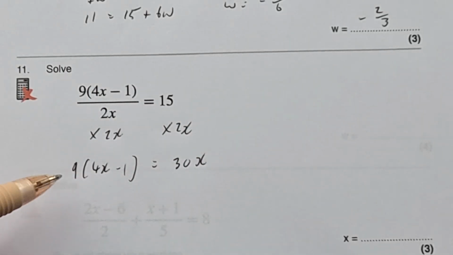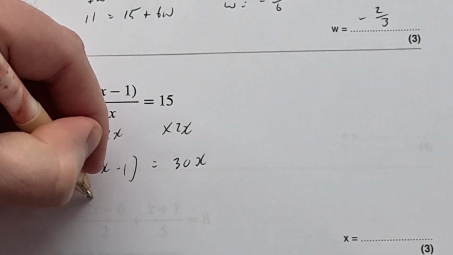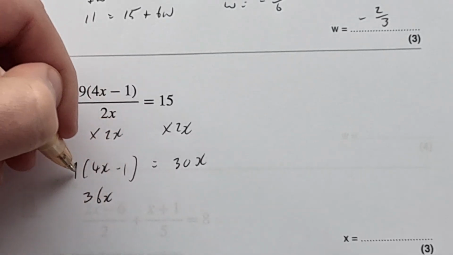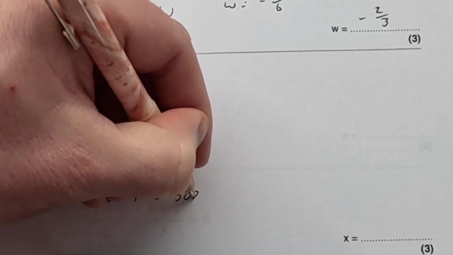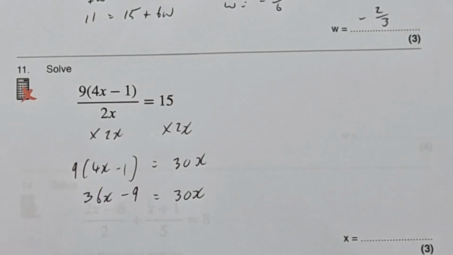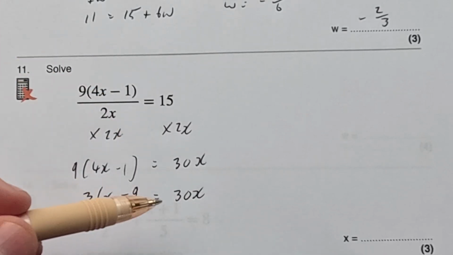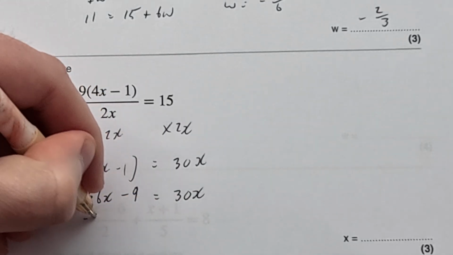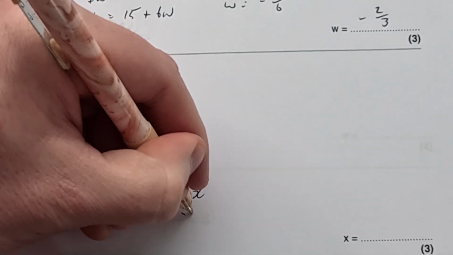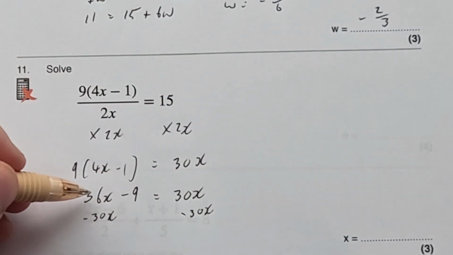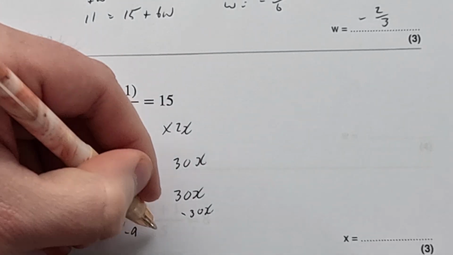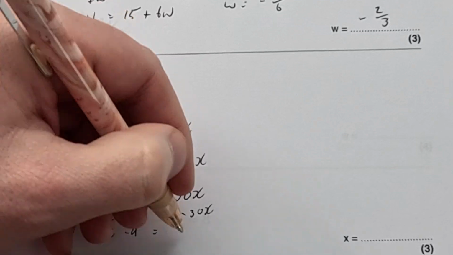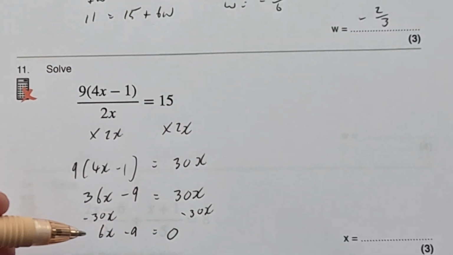Now let's expand our brackets. 9 times 4x would be 36x, and 9 times minus 1 will be minus 9, equals 30x. Now we just want to solve this equation. We've got x's on both sides, so I'm going to get rid of the lowest number of x's. So I'm going to get rid of this 30x. Let's take away 30x from both sides of the equation. So 36x take away 30x would be 6x. We've still got our minus 9, and that equals 30x take away 30x, which is 0. So we've got 6x minus 9 equals 0.